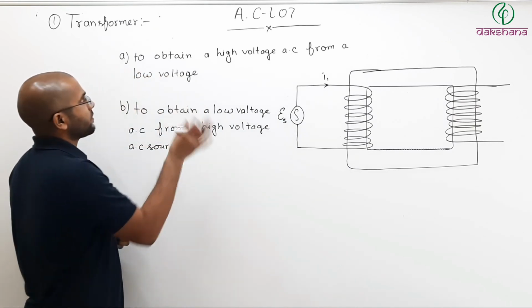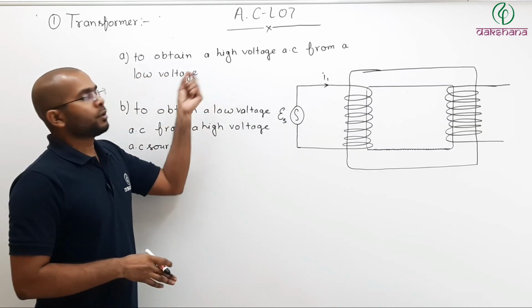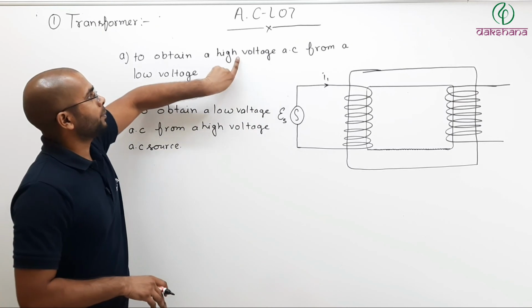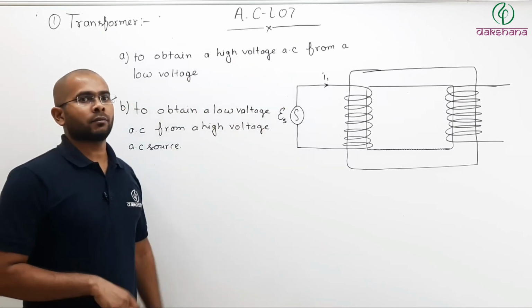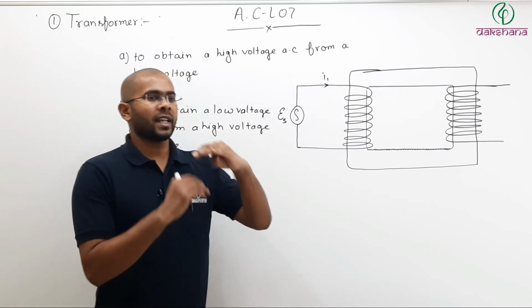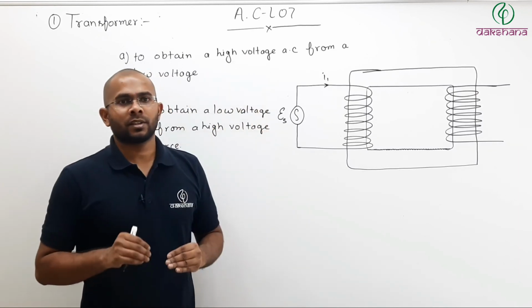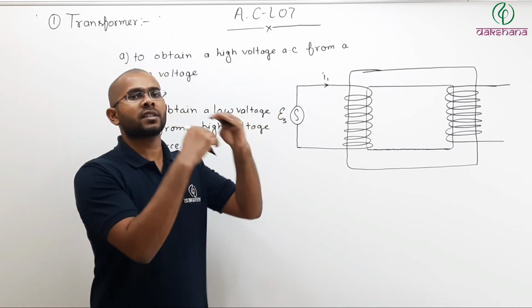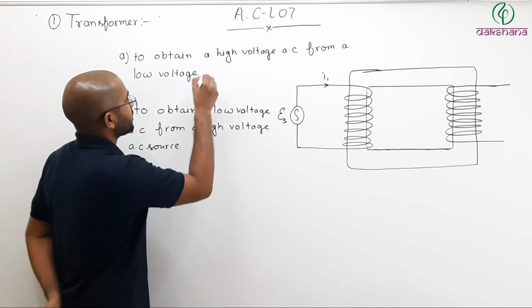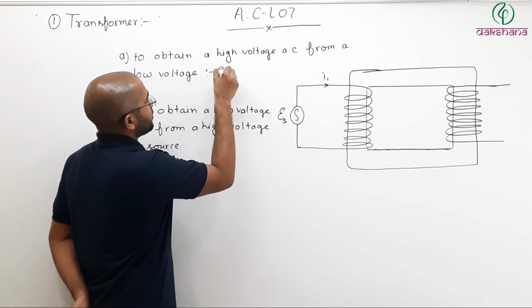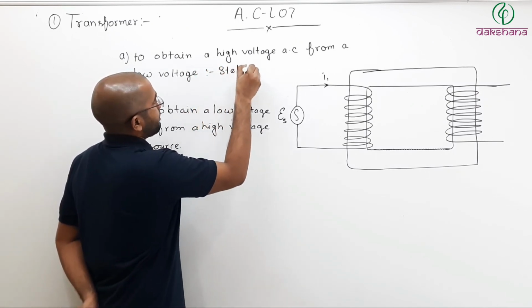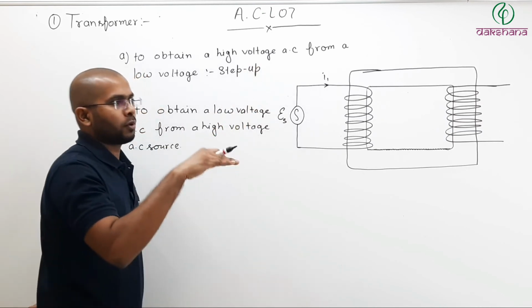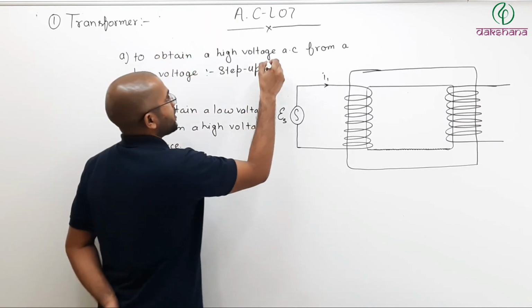Now there is a specific name for this. When you use the transformer to obtain high voltage from a low voltage, what you are actually doing is stepping up the voltage, meaning you are increasing the voltage many folds. So this is called step up. Step up means from low to high. So step up transformer.